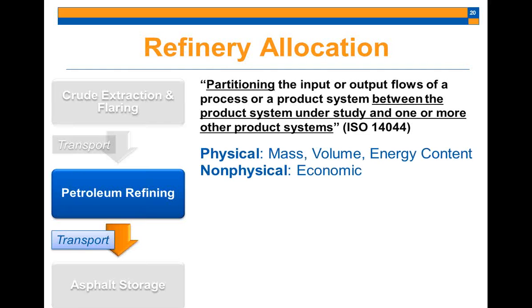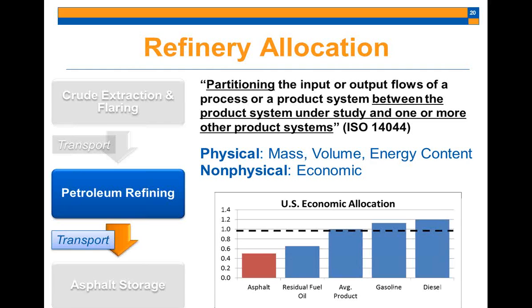Some people use physical parameters like mass, volume, or energy content, and other studies will use non-physical parameters like market value and economic value. So in our study, we've used economic value, but we'll see through a sensitivity analysis how it differs if we use different types of allocation. So with the U.S. economic allocation, you can see here how asphalt relates to other products such as gasoline and diesel, which typically have higher market value than asphalt.